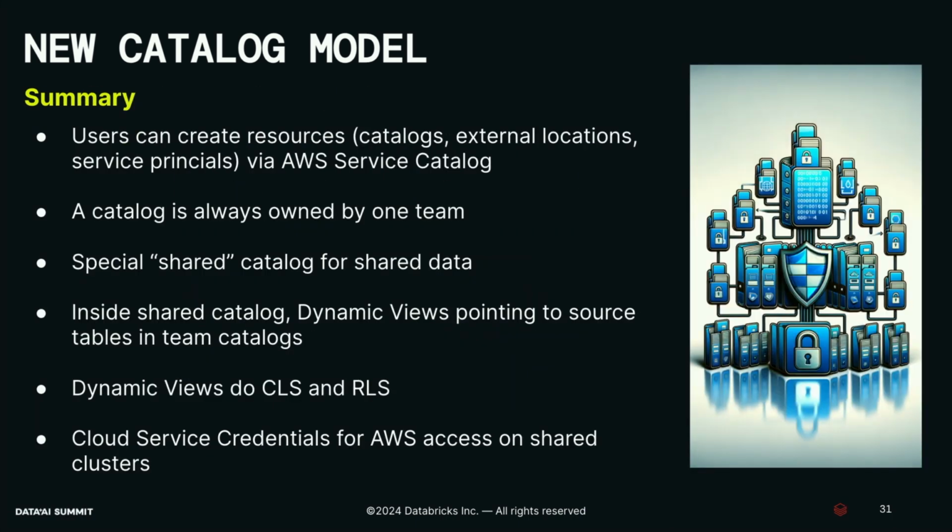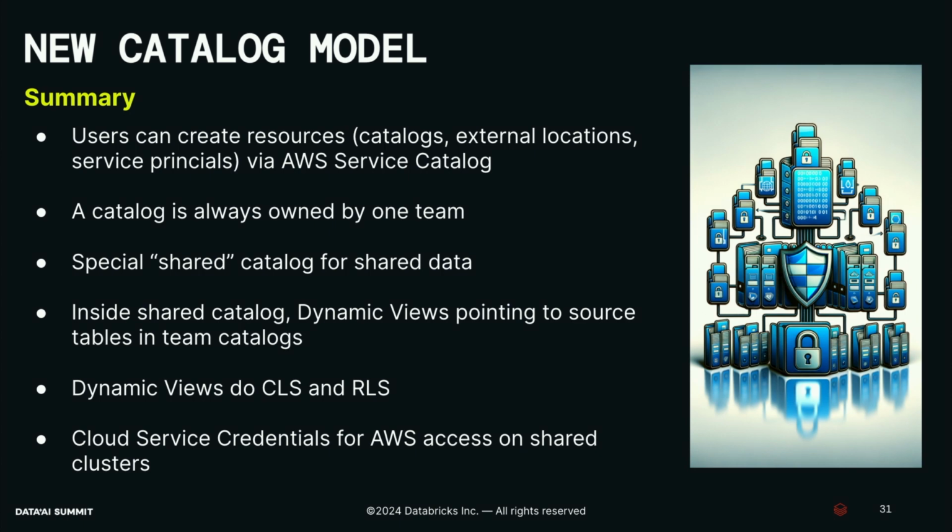Okay, then let's summarize the new catalog model. First of all, what is important is users can create the resources totally in isolation, full self-service, so all the catalogs, external locations, service principals. What we used for this is AWS Service Catalog. So we have built AWS Service Catalog products so that they are easily deployable via CloudFormation or directly via console. And all the actions and validation is happening behind the scenes with our back-end services.